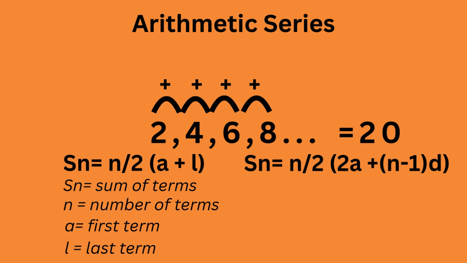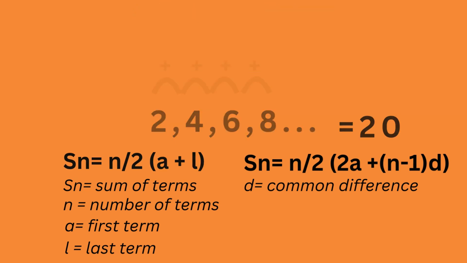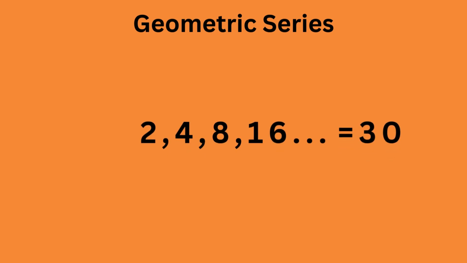Or S = n/2 times (2a + (n - 1)d), where S is the sum, a is the first term, d is the common difference, and n is the number of terms. In a geometric series, we sum the terms from a geometric sequence.